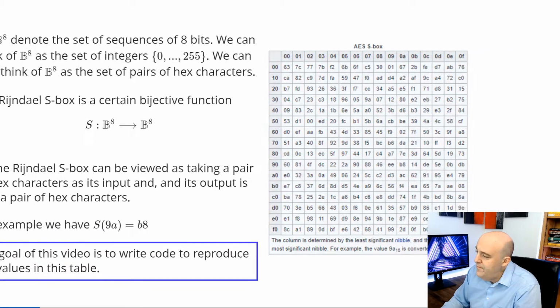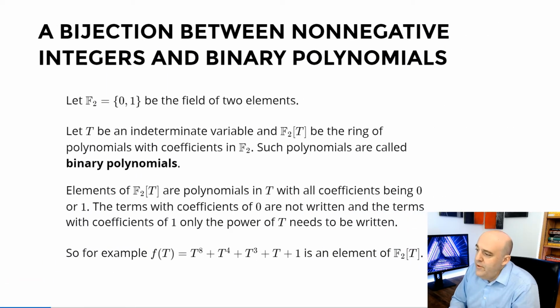That's the point. So we're going to start off by defining a bijection that exists naturally between non-negative integers and binary polynomials. And what do I mean by binary polynomial? Just a polynomial whose coefficients are 0 and 1. Why don't we define F2 to be the field of two elements? It only consists of 0 and 1. So a binary polynomial is just a polynomial with coefficients in F2.